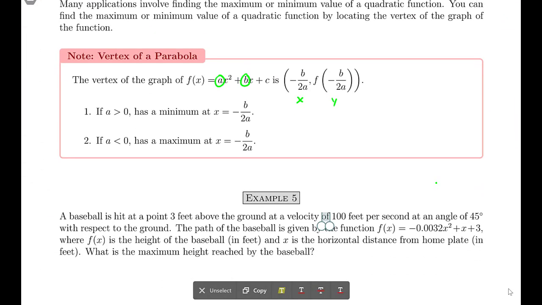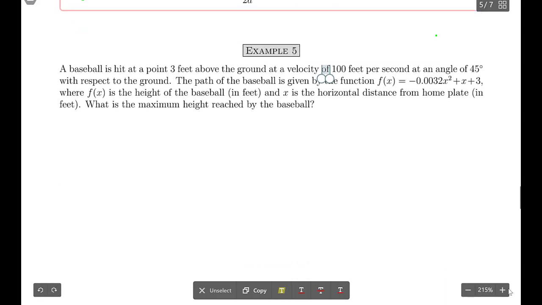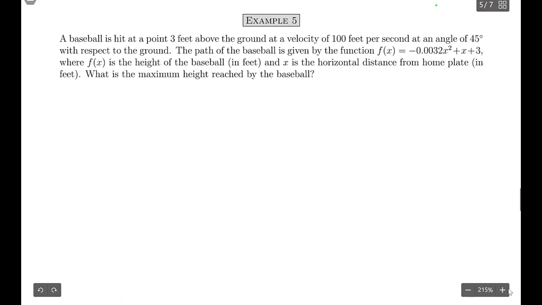So here we've already talked about this in steps 1 and 2 that you see right here. If A is positive, then the vertex is a minimum. If A is negative, then the vertex is a maximum. All right, example 5.